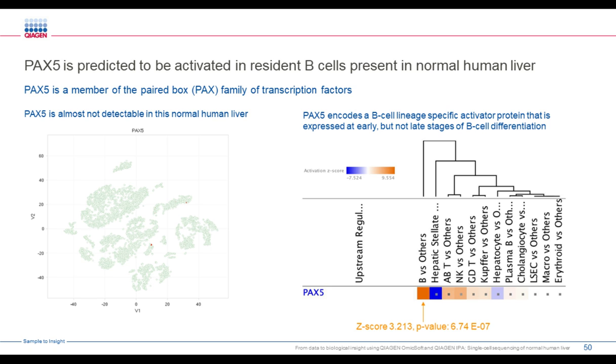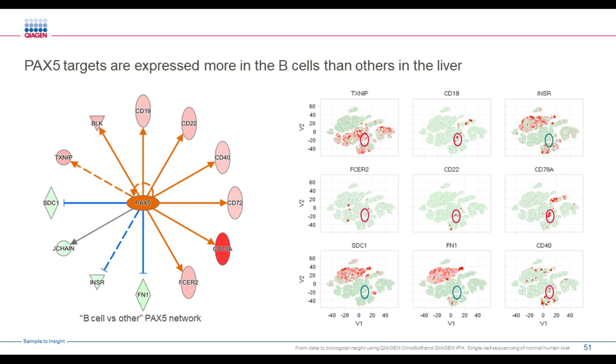Same as PF4. PAX5 is not expressed at all in a normal human liver. Yet, we can predict a strong pattern of activity in the cluster of B cells versus the others. Stronger Z-score, strongest p-value for PAX5, predicted to be activated in the B cells, absent or inhibited in other types of clusters.